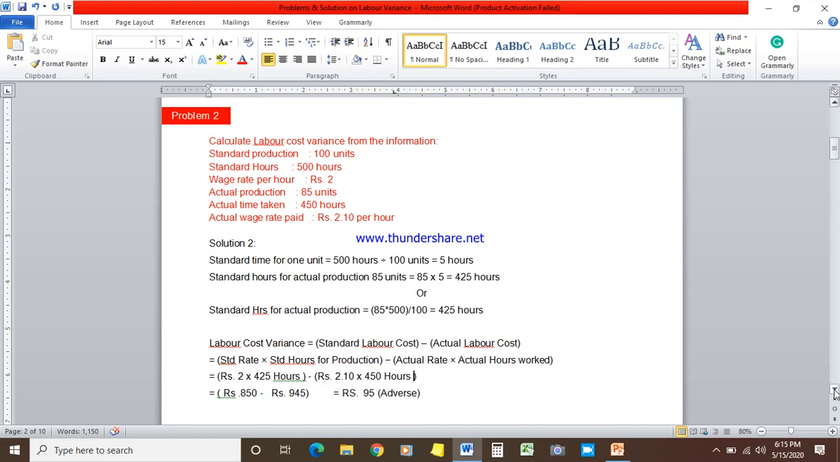So in this problem, what we did was we tried to find out the standard hours for actual production. That was not given, so we needed to find it out. We are given the standard hours for 100 units, and if 100 units itself was produced, then no problem. But since the actual production was less than the standard number of units, we first need to find the standard hours for this actual production. By doing that cross multiplication, we found the standard hours for the actual production. Now let's go to the third problem.